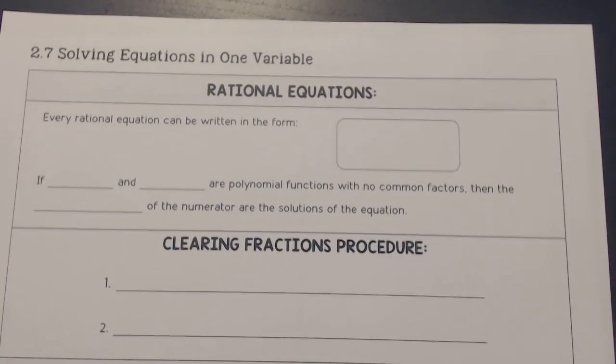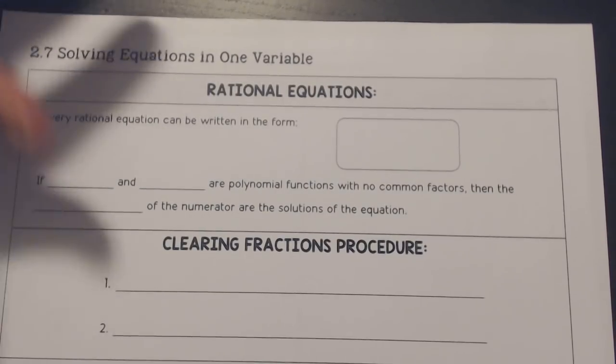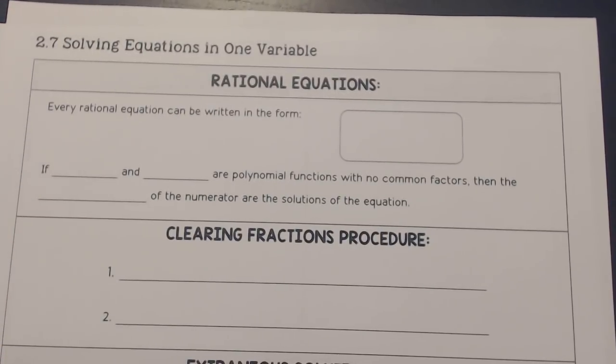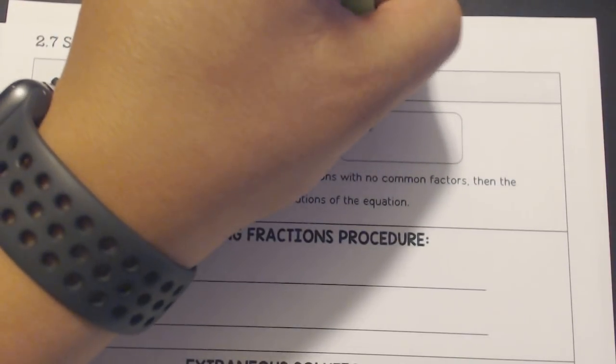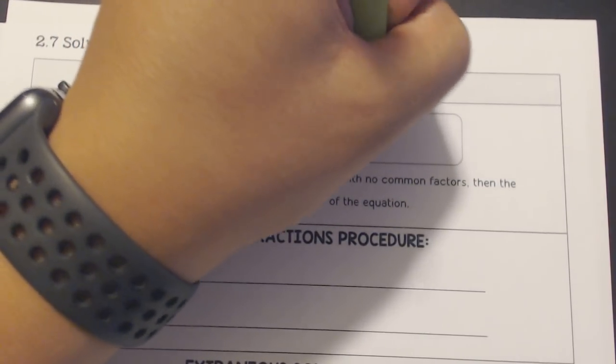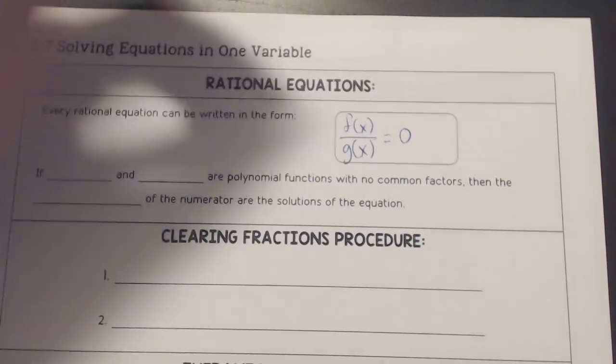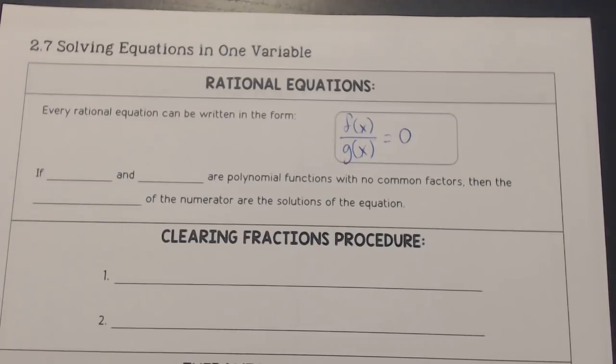All right, everybody. We are here to do 2.7, solving equations in one variable, and we're going to talk about rational equations. We know that every rational equation can be written in the form f of x over g of x. Yesterday, we talked about how this can be n of x over d of x, but in the general sense, we have some function f of x over g of x, same as n of x over d of x.